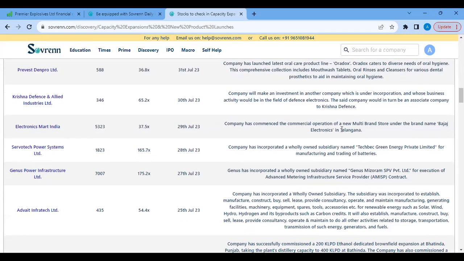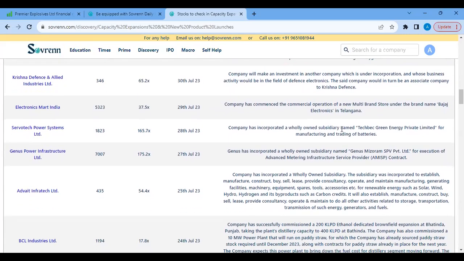Which company started a subsidiary called TechBeck Green Energy? Prashant Bhai has answered it correctly. It's Servotech Power. Right?